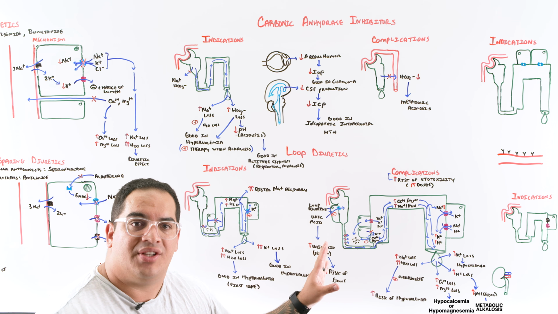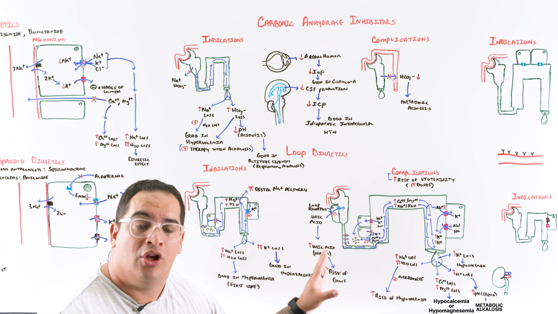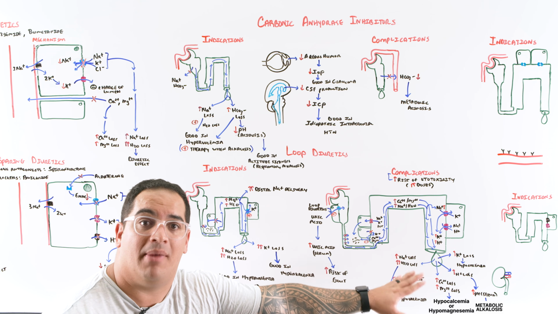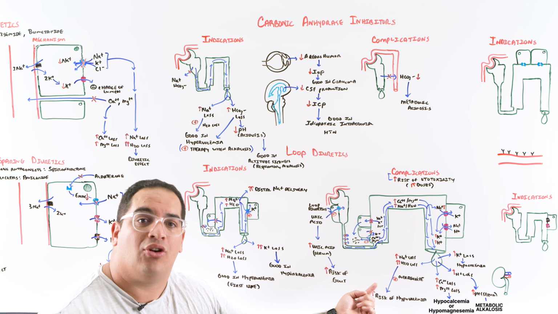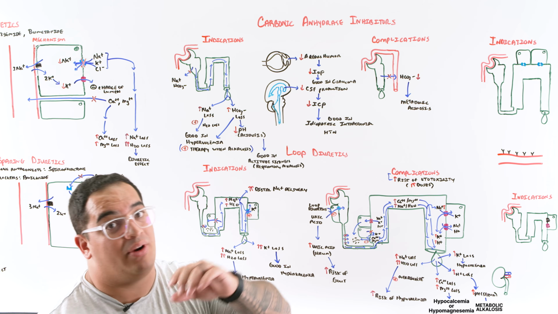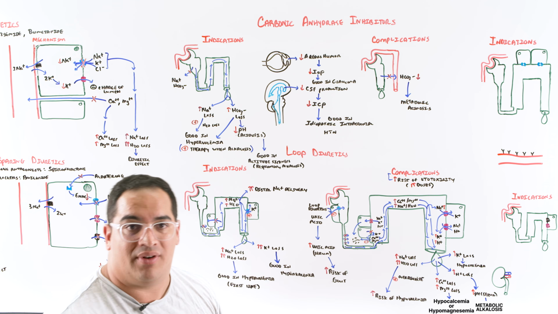You can also decrease uric acid excretion and increase the risk of gout. You can also cause too much potassium loss and too much proton loss, where you cause hypokalemia and metabolic alkalosis, and you can cause hypocalcemia and hypomagnesemia. Last thing is, with high doses or ethacrynic acid use, you increase the risk of ototoxicity.